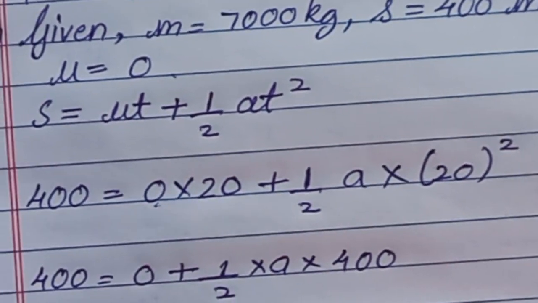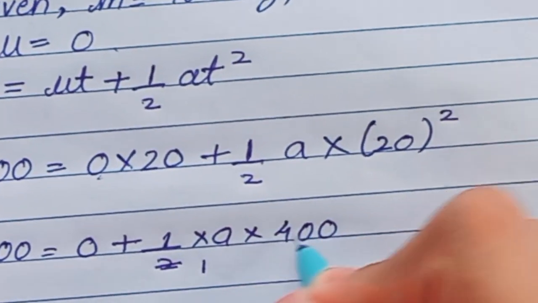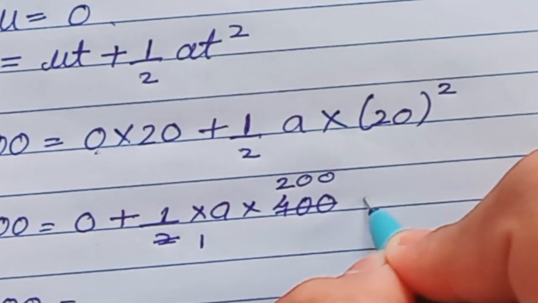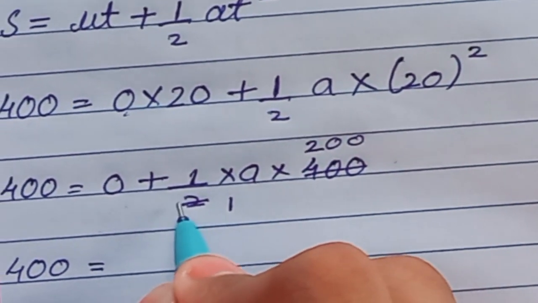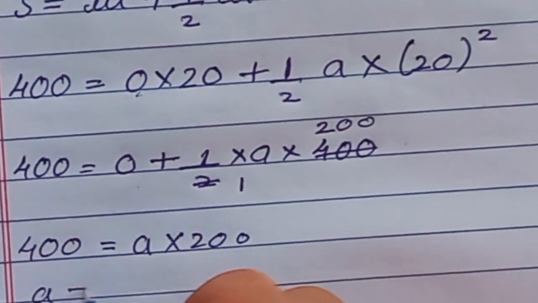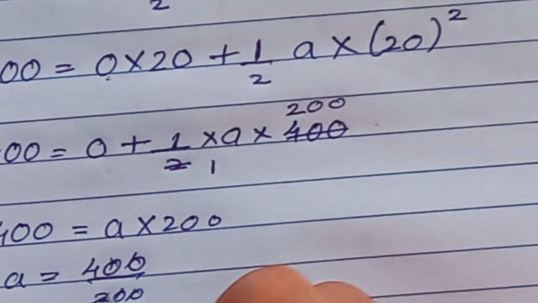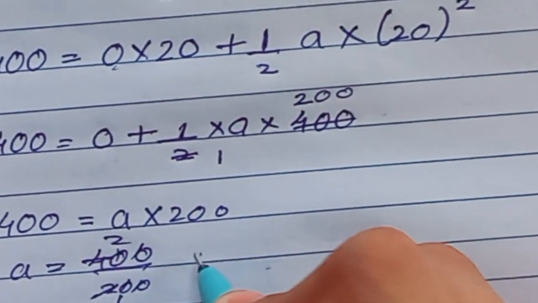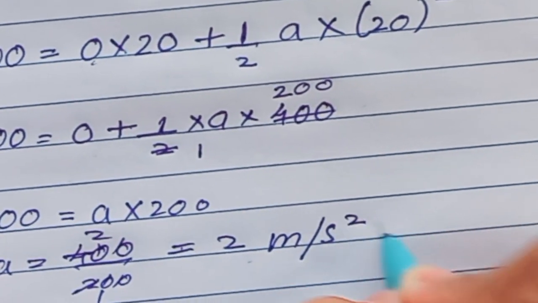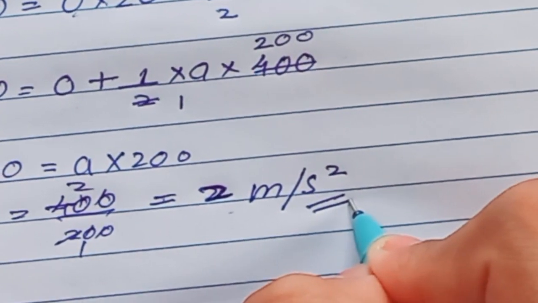Now 400 = ½ × a × 400, so 400 = a × 200. a = 400/200. The answer is 2 meters per second squared. So here we got the acceleration, which is 2 m/s².